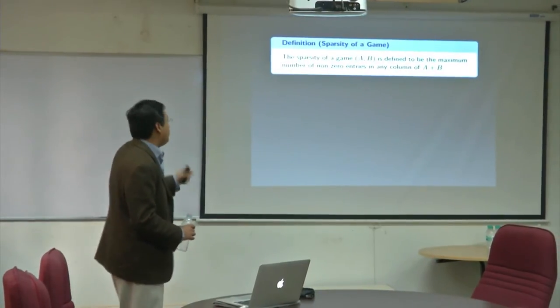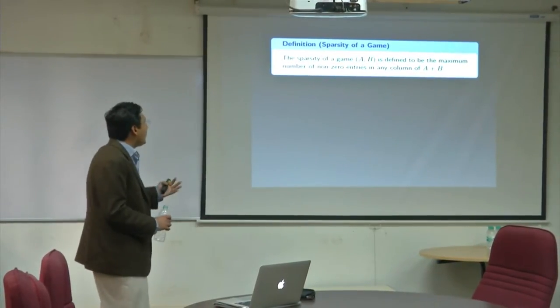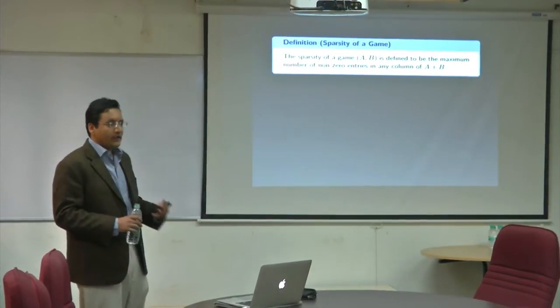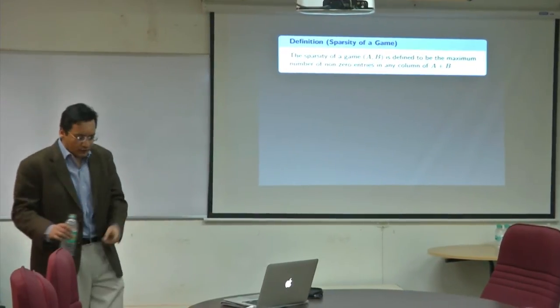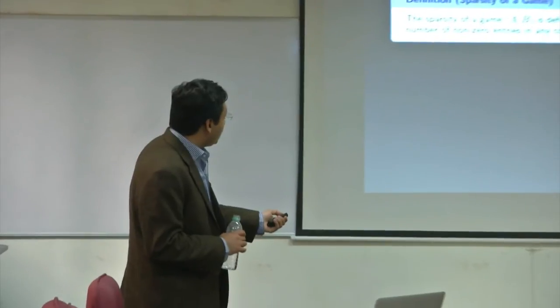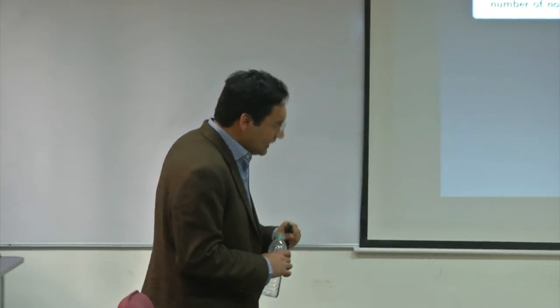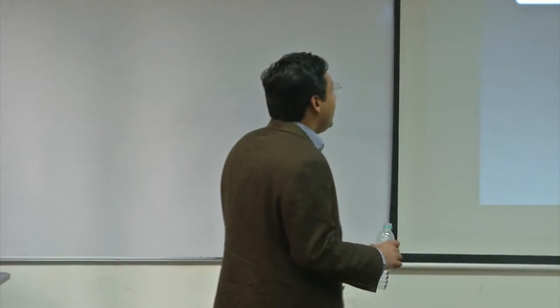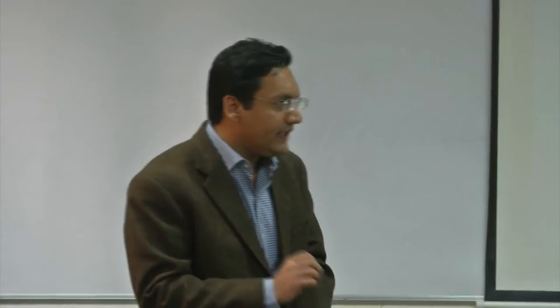And here's the formal definition of sparsity. It's quite natural. I look at a game where A and B are the payoff matrices for the two players. And now I look at the matrix A plus B. And I define sparsity to be the maximum number of non-zero entries in any column of this matrix A plus B. So I have this matrix, I sum it up. If every column has at most S non-zero entries, then the sparsity of the game is S.